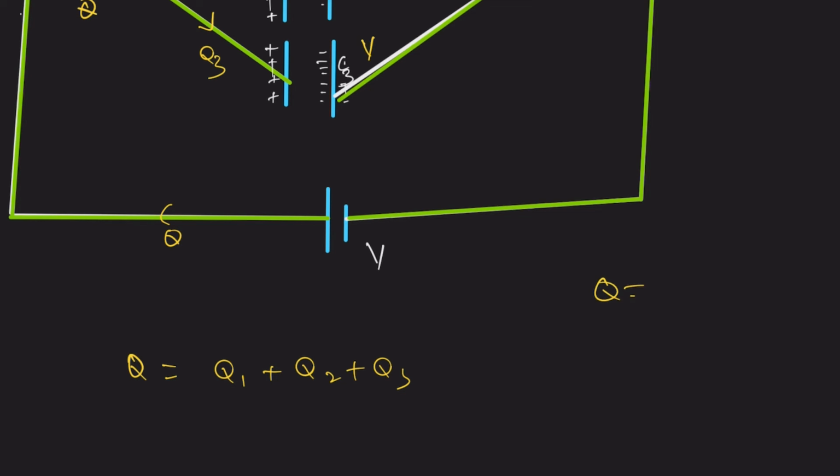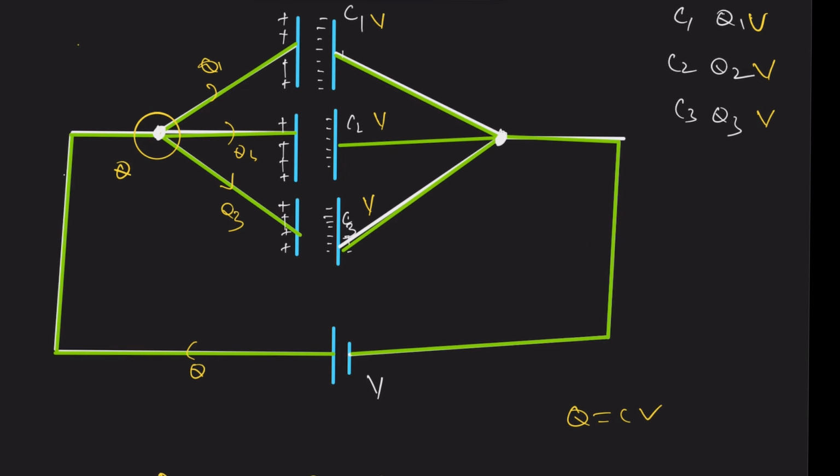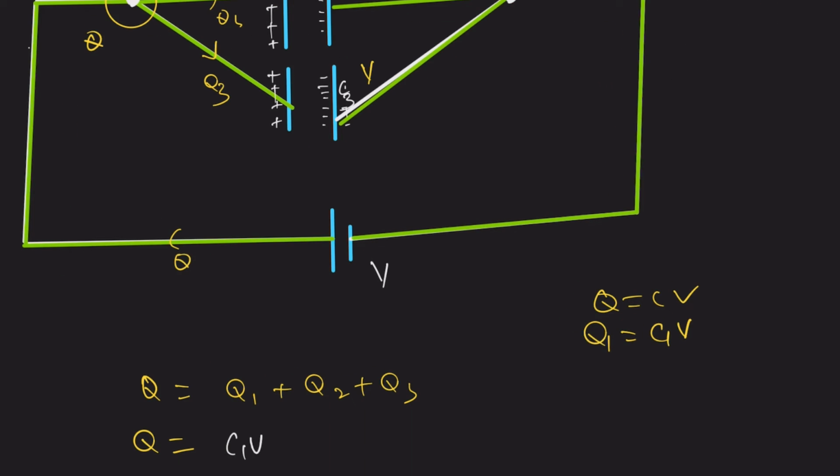So what is the formula actually? Q is equal to CV. See here, we take the first capacitor. So what are the terms here? Instead of Q, Q1; C is C1, potential is V. So Q1 is equal to C1V. Similarly, Q2 is equal to C2V. Similarly, Q3 is equal to C3V.